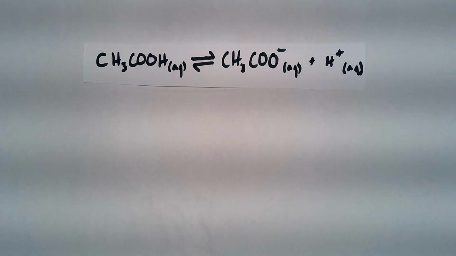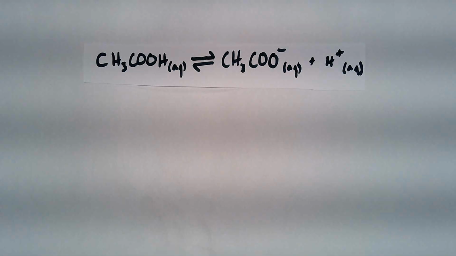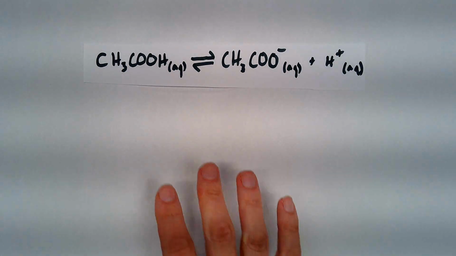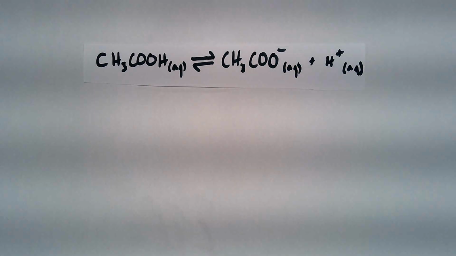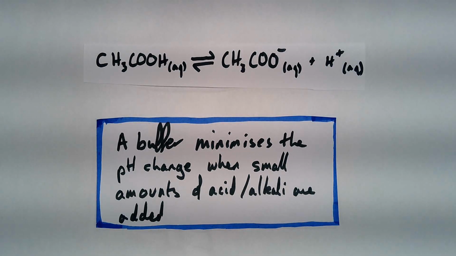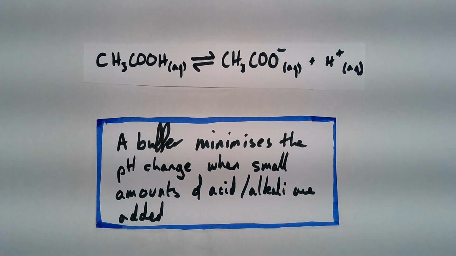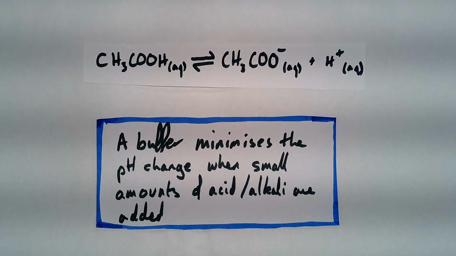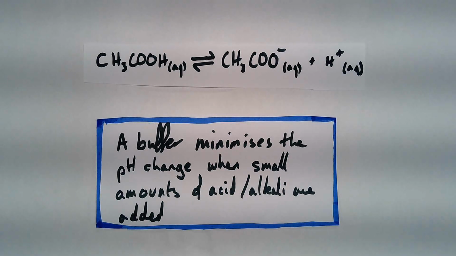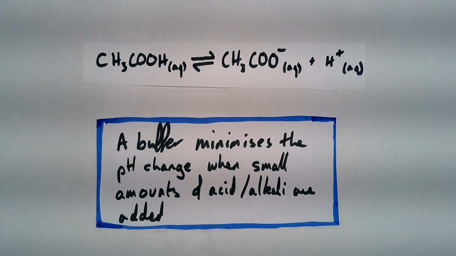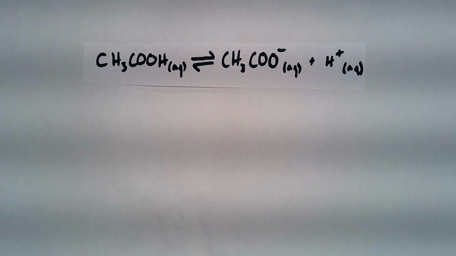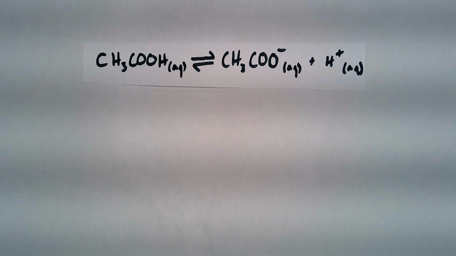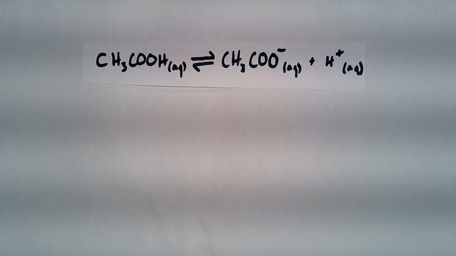That's limited to the amount of acid or alkali to use up the reserve of either the acid or the salt. So what a buffer does, as a description, is it minimises the pH change when small amounts of acid or alkali are added. In terms of choosing a buffer then, if you wanted a certain pH of a buffer, we would have to look at this equation.